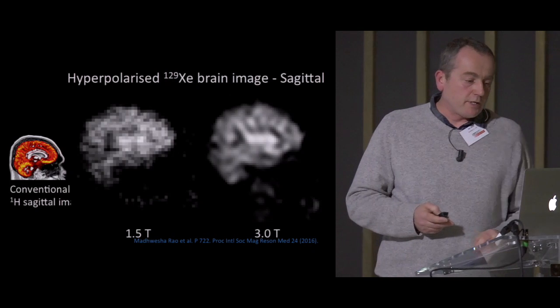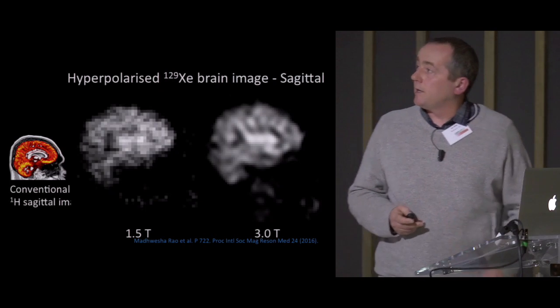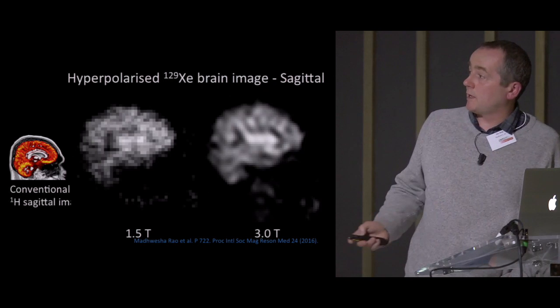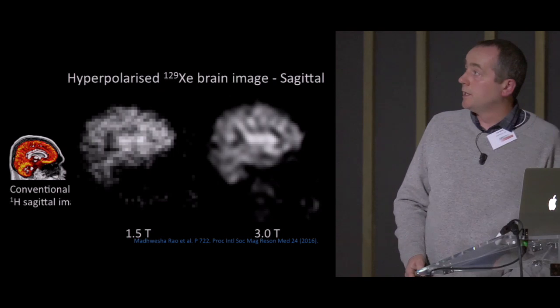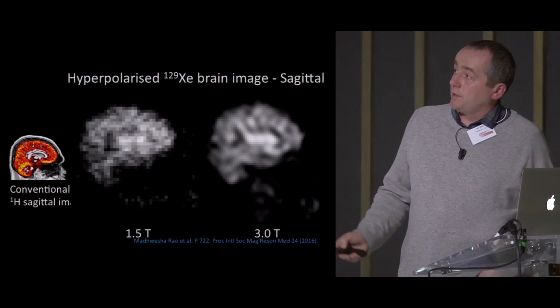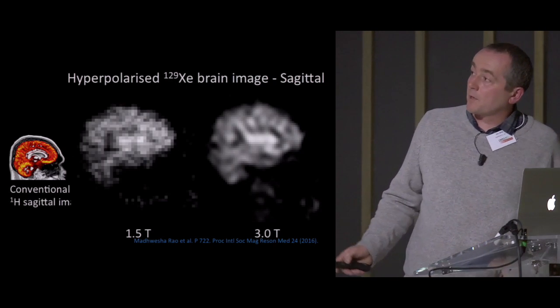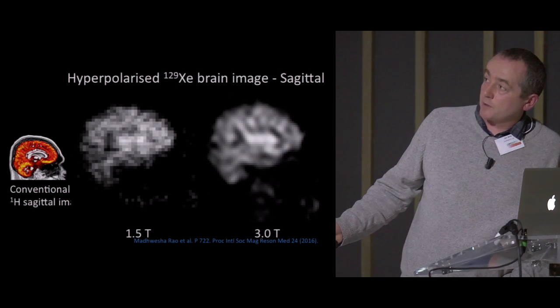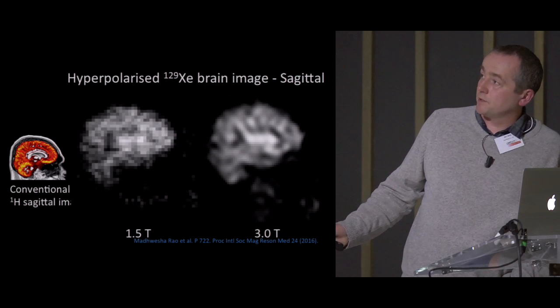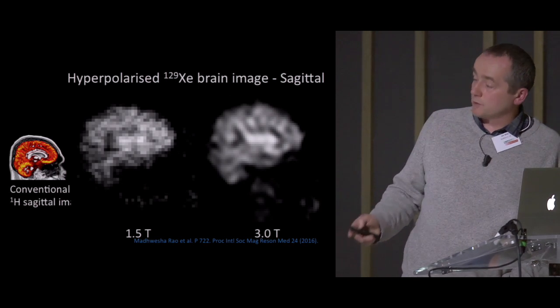So we've been very interested in now trying to image xenon in the brain. Here are some preliminary results at 1.5 Tesla and at 3 Tesla that we got this last year. That's dissolved xenon through a sagittal slice of the brain. And there you see a conventional proton MRI, which we've segmented for the grey matter signal, and you can see very good correspondence between the two.